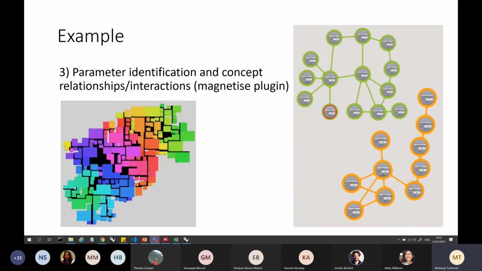So this is one tool in Grasshopper called Magnetize. It's a way of generating abstract floor plans. So the idea is not to generate a complete building in Grasshopper, right? That's not what we want you to do. We want you to develop something to test an idea.